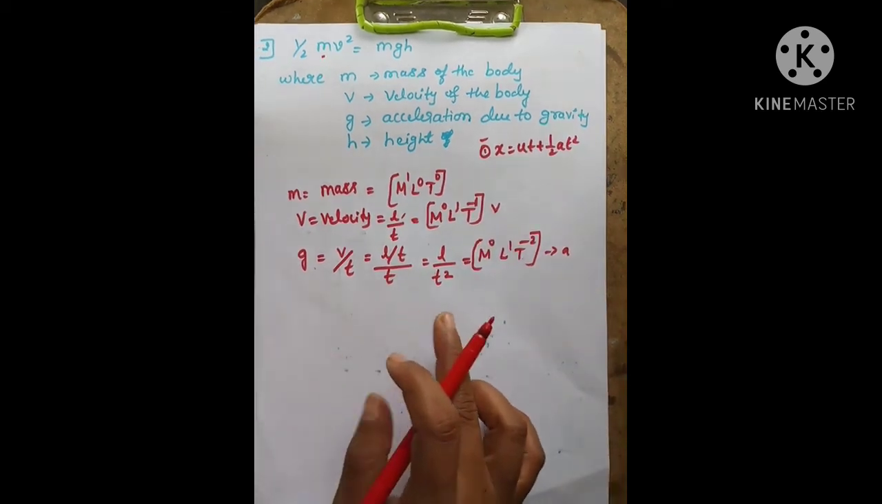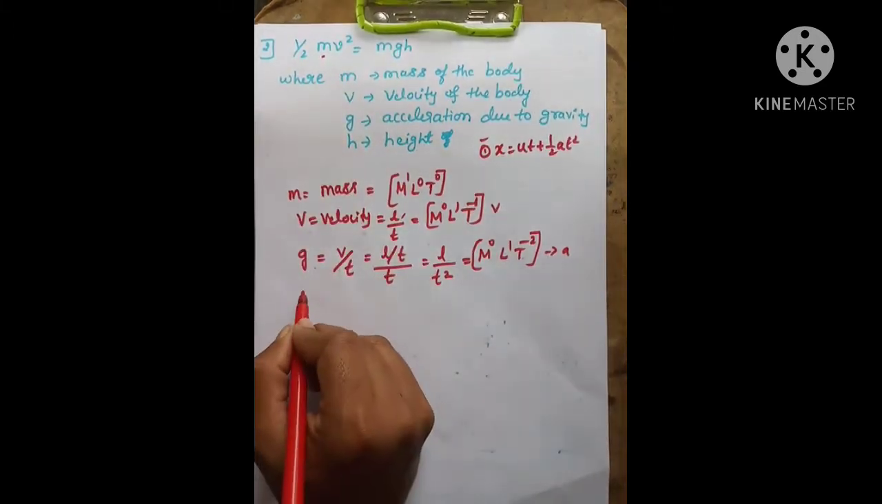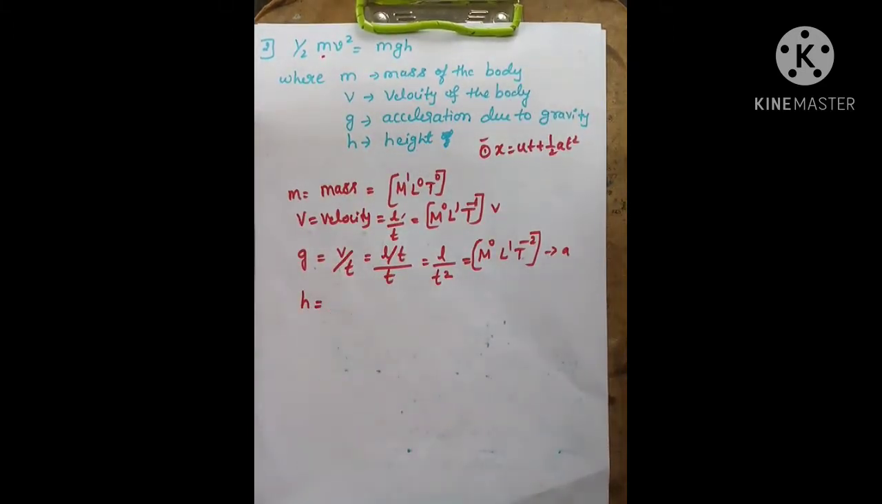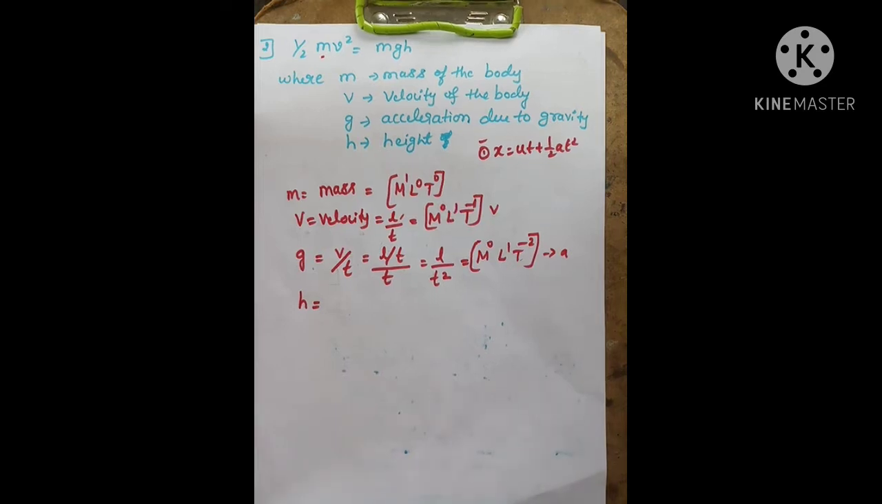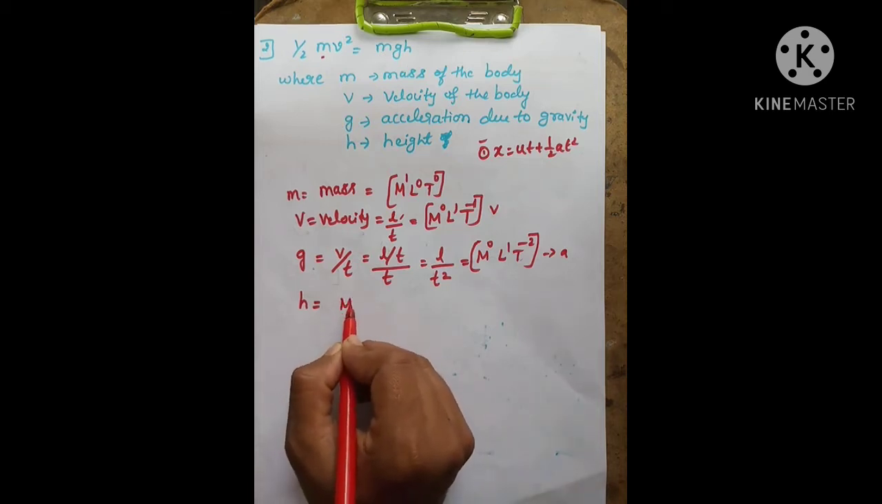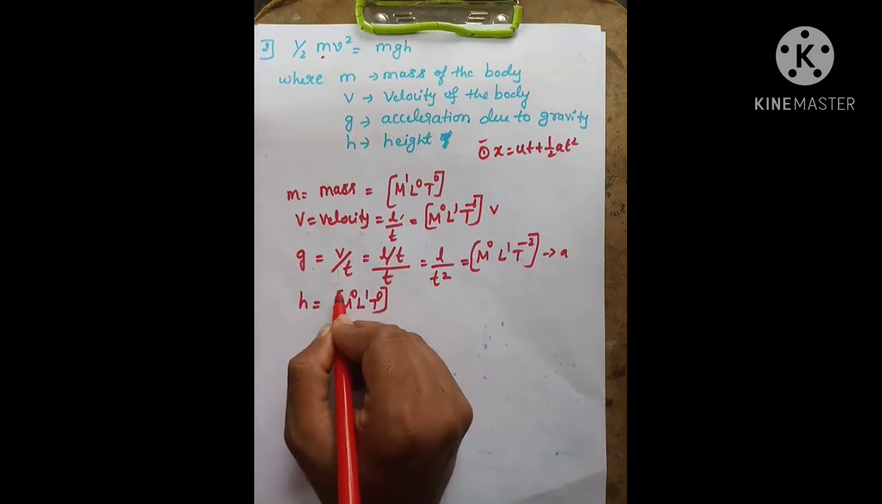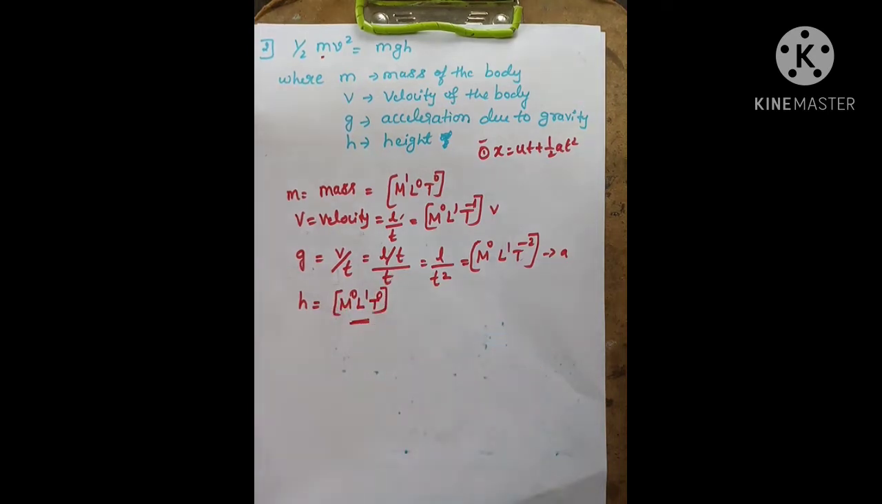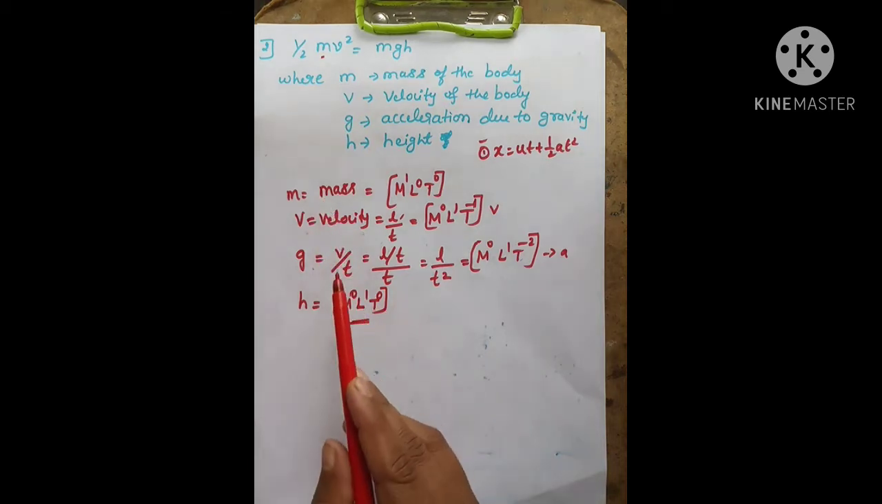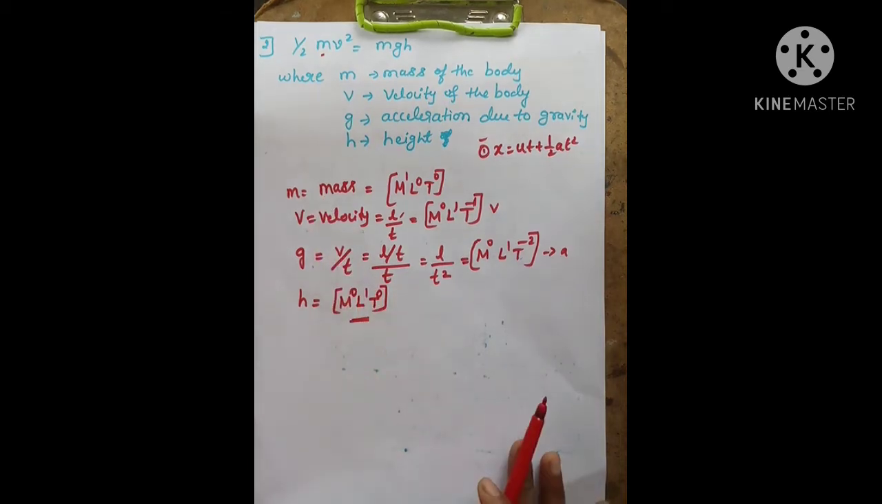Another one is height. Height is measured in length. We say 10 meter height, we do not say 10 kg. We are measuring the height in terms of length. Therefore, M0, L1, T to the power of 0. These are the dimensions of mass, velocity, acceleration due to gravity and height.